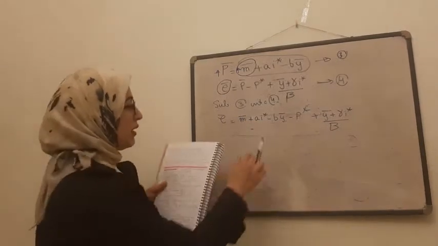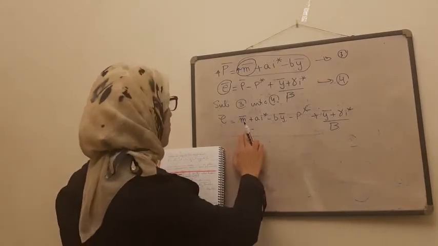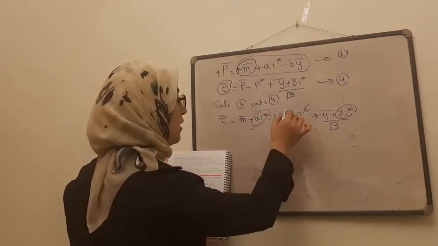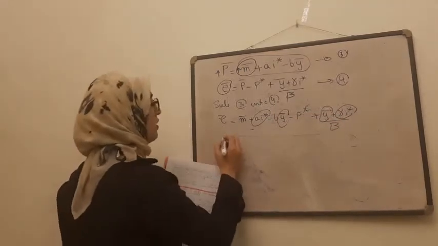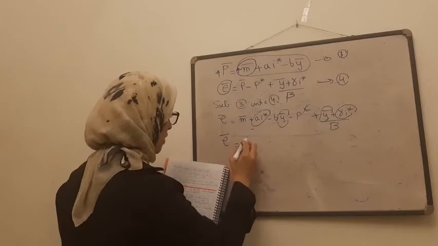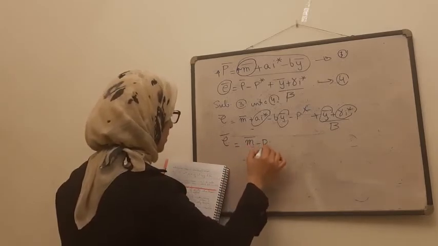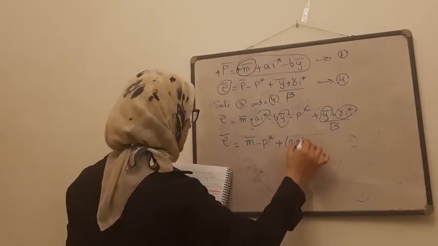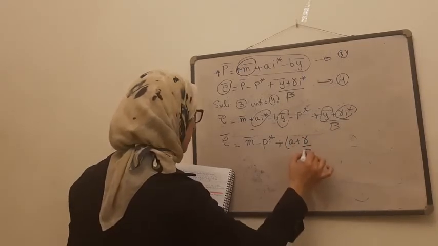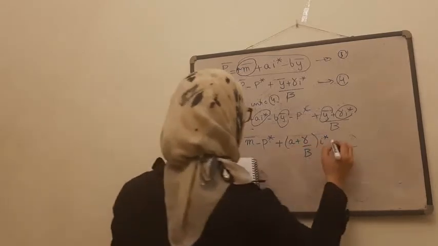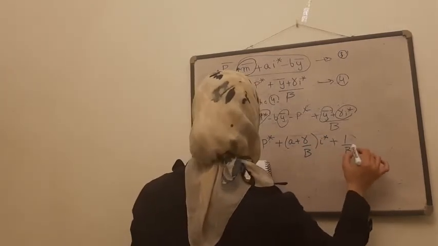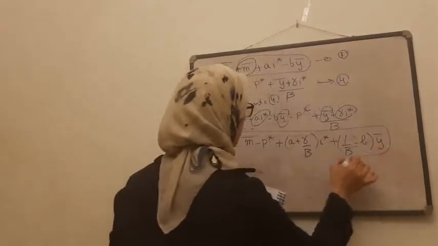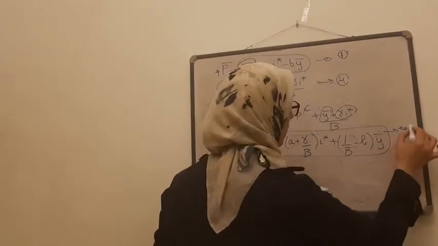Now, by rearranging this equation, collecting the I stars together and the Y bars together, you arrive at this equation: E bar is equal to M bar minus P star plus A plus alpha gamma over beta, I star, plus 1 over beta minus B, Y bar. This would be equation 5.